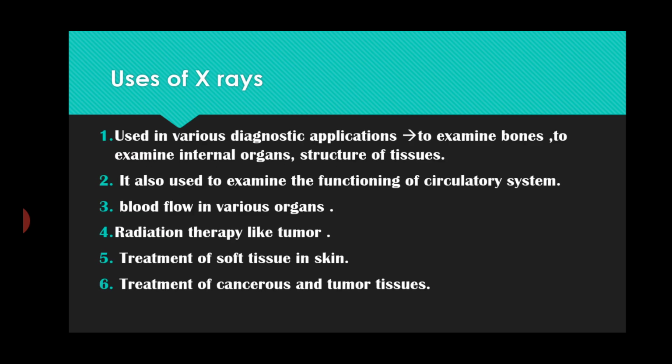Uses of X-rays. Used in various diagnostic applications, like to examine bones, to examine internal organs and the structure of tissues. It is also used to examine the functioning of the circulatory system. Third, blood flow in various organs. It is used in radiation therapy, like for tumors. It is used in treatment of soft tissue in skin. Sixth, it is used in treatment of cancerous and tumor tissues.